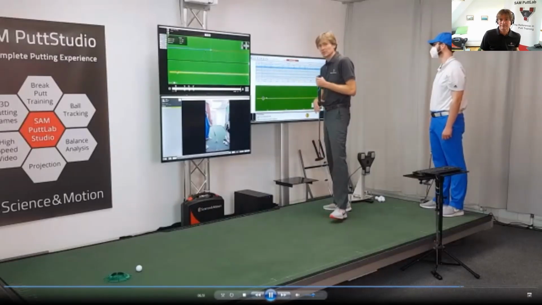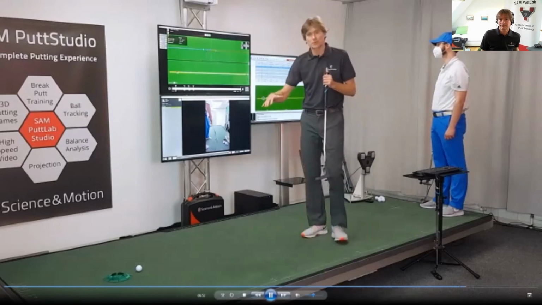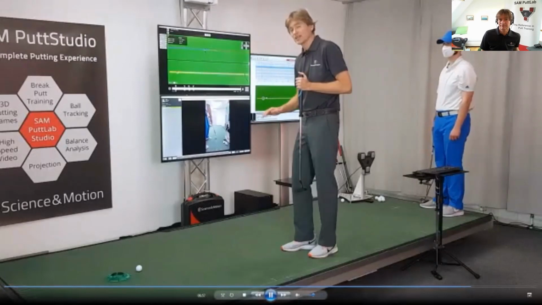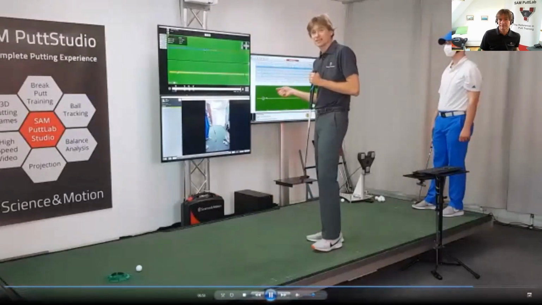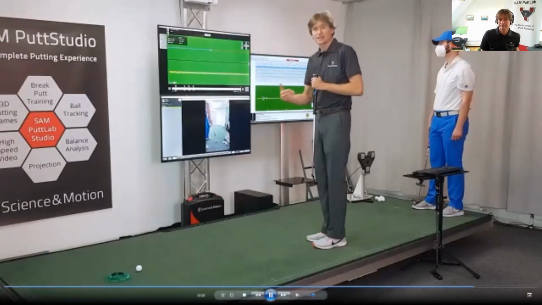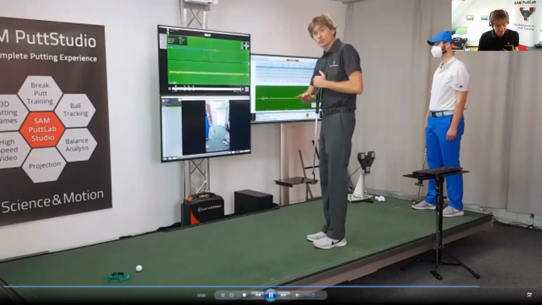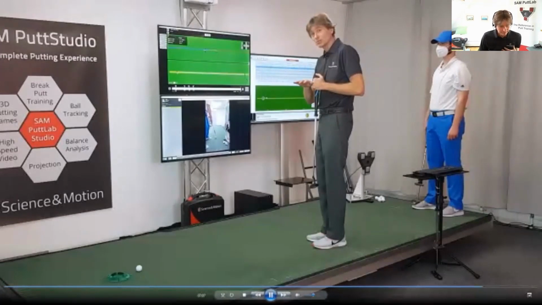And actually we also measure the effective stimp of the green. This is a 12 stimp surface, and for this putt we recalculated the stimp to 11.8, which matches the surface. So this is a straight putt, no break, no slope.